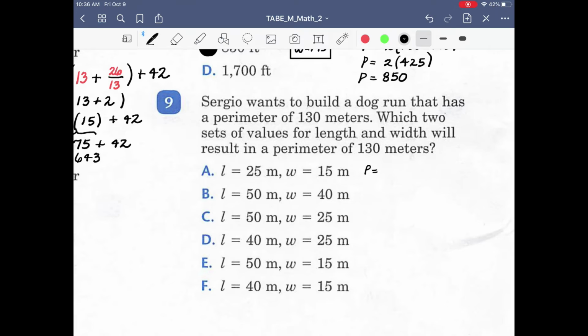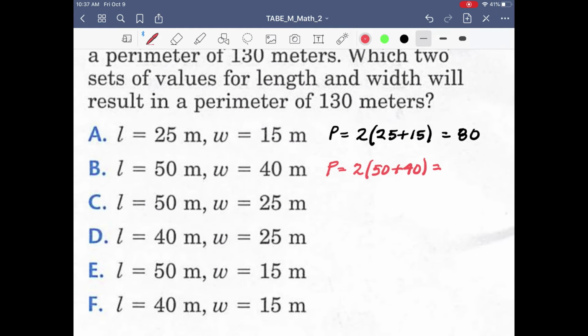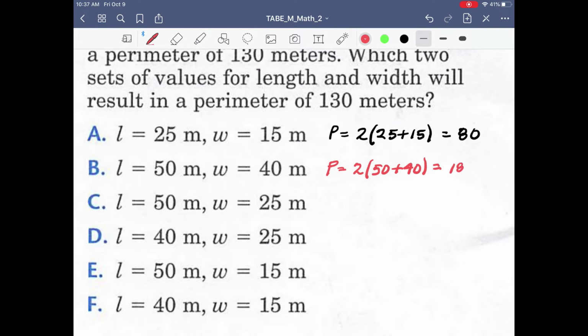So perimeter is 2 times 25 plus 15. So do 25 plus 15, that's 40, times 2, perimeter is 80. We are trying to get 130. I'm going to change colors so I can keep these straight. In this one, perimeter is 2 times 50 plus 40. 50 plus 40 is 90, and 90 times 2 is 180. So that's not one of them.